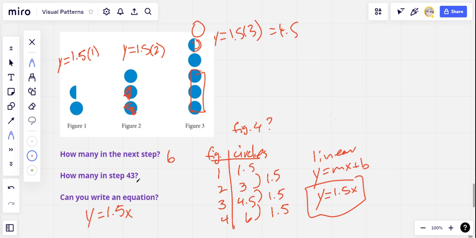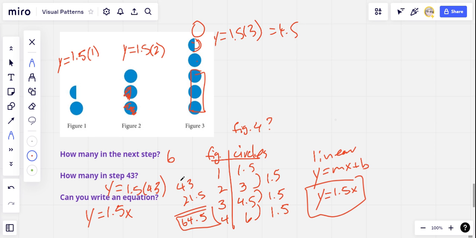Now we can go ahead and use that in finding the number in step 43, in figure 43. We'll just put in 43 for x. So y equals 1.5 times 43. All right, let's see if I can do this one in my head. Well, I usually do this one piece at a time. I multiply 1 times 43, and that gives me 43. And I multiply a half times 43, or basically divide 43 by 2. So let's see, 42 would be 21, plus another half, so that would be 21.5. And that should give us 64.5 circles in step number 43. You might want to check my arithmetic there.